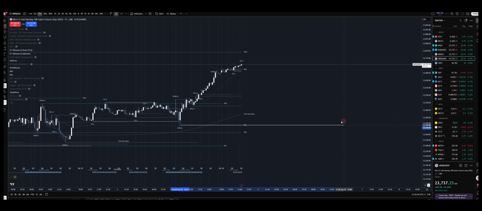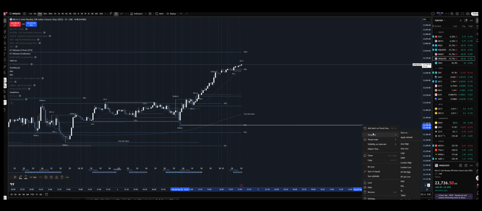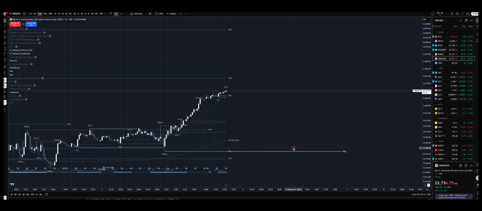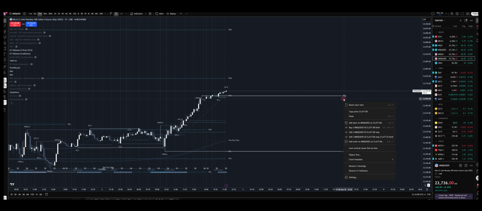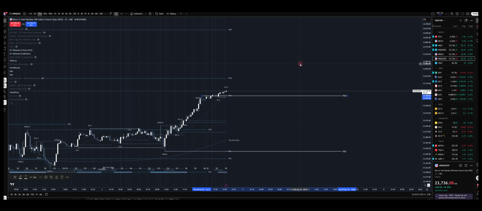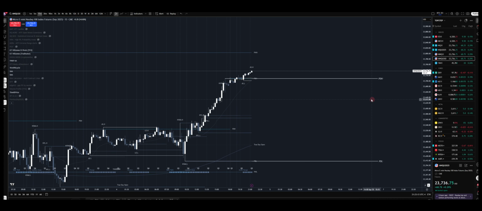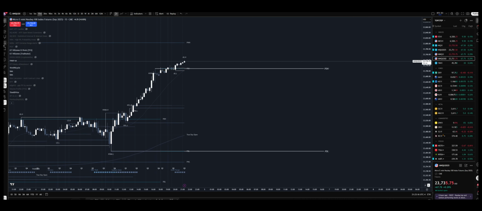Tuesday, New York AM here. And so we're just going to drag them out to 1800. And then I just have templates set up for each one. So PDL, I can just right click to make it a little bit quicker. PDH, come in here. PDL, PDH, and then we're going to do our fixed range volume profile.